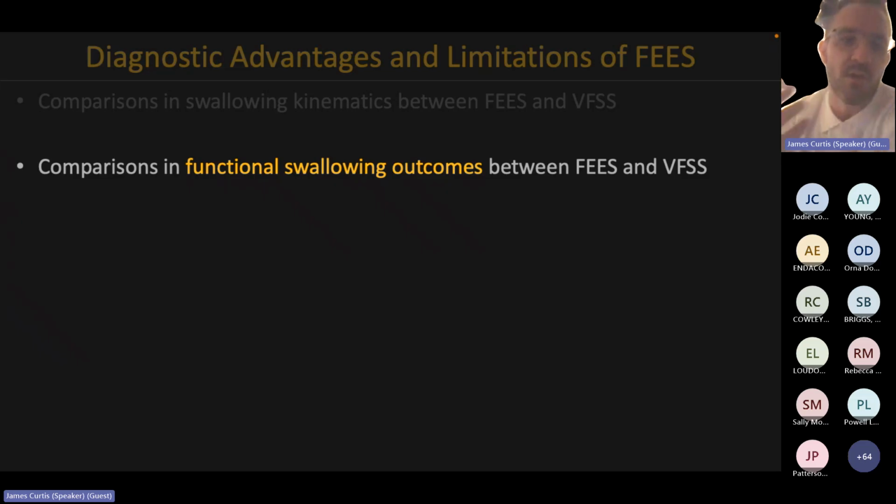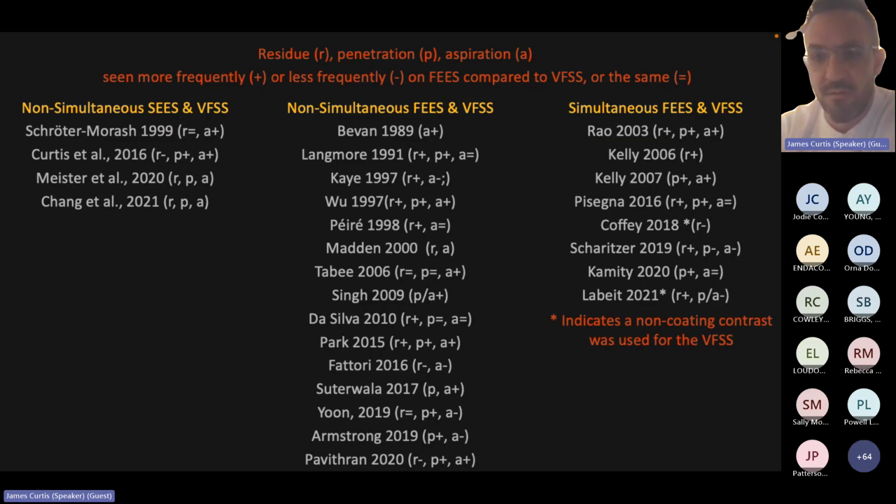So then we can look at the other types of outcomes for swallowing when we're comparing FEES and fluoro, right? We just talked about swallowing physiology and kinematics, and now let's shift to thinking about the rest of that framework, our functional swallowing outcomes. And here there are a lot more studies that have compared FEES and fluoro, or really endoscopy and fluoro.